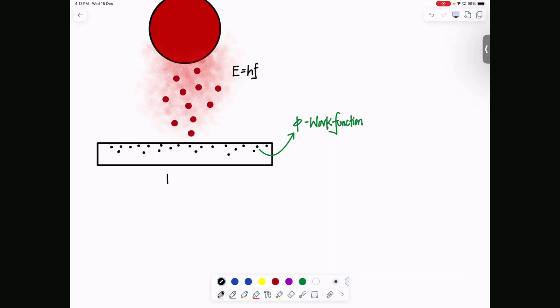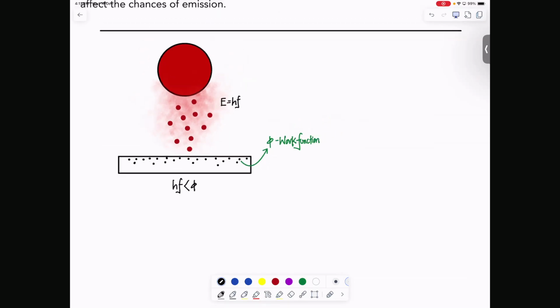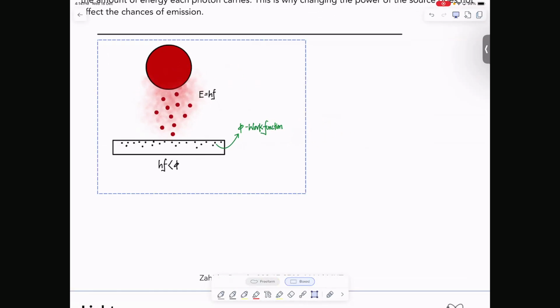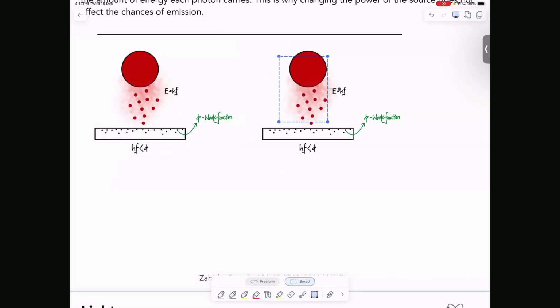Right. So E is less than phi. So if E is less than phi, I can say HF is also less than phi. So my frequency is not the right frequency. Now let's say I keep increasing my frequency, slowly increasing this, right?